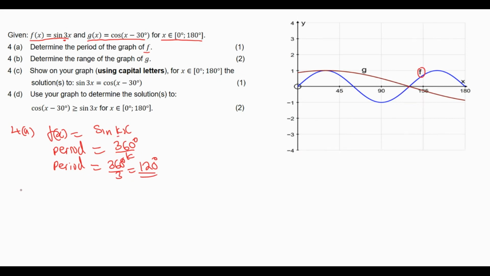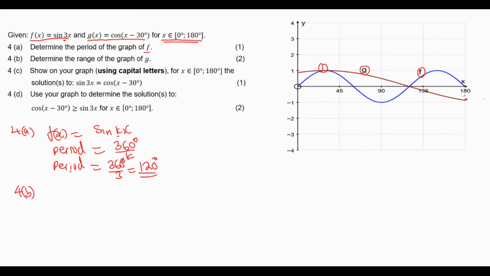Right, and then for B, determine the range of the graph of g. So this is the graph of g. The common mistake here will be to say that the range is from -1 to 1. But if you check, our domain is restricted from 0 to 180 degrees. Yes, the maximum here is 1, but now check the minimum. The minimum is not -1. It is going to be -1, maybe beyond 180 degrees. But at 180 degrees, it is not -1. So we need to find the y value when x is 180 degrees.